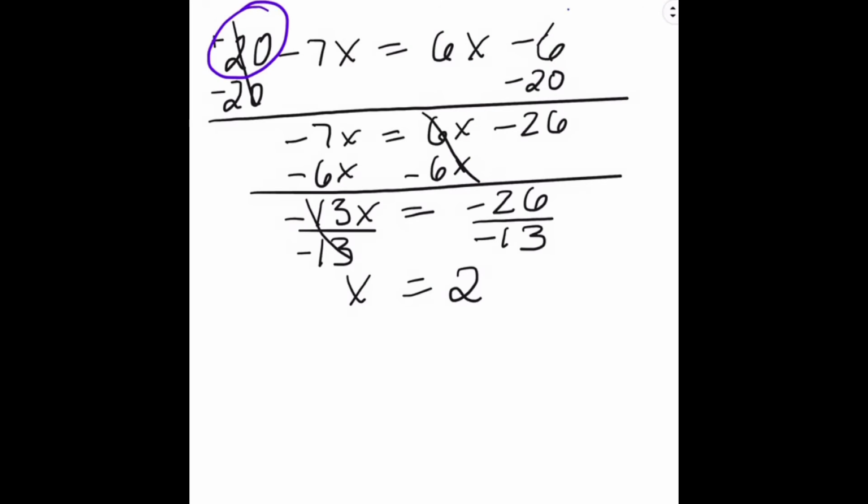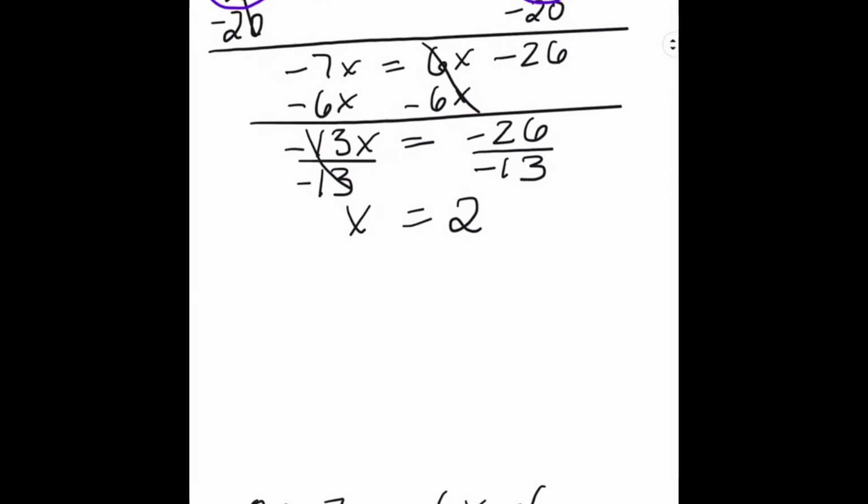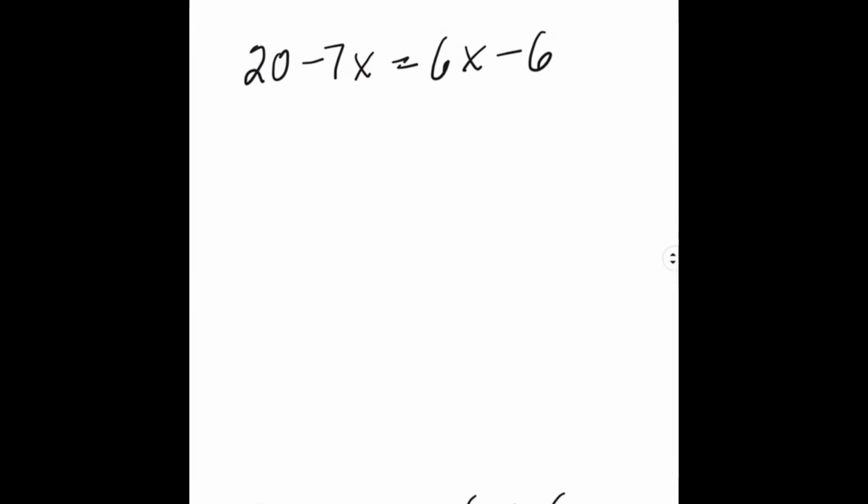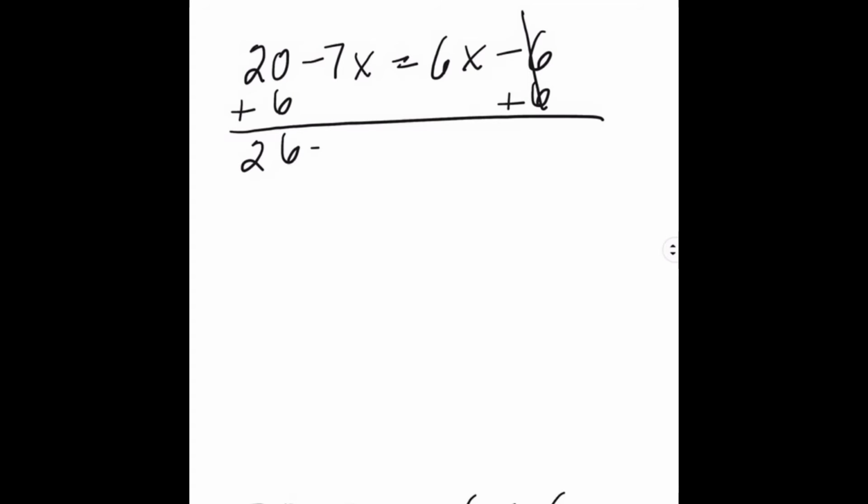Now let's go back in time, and instead of starting with the 20 over here, let's start with this negative 6 this time. Let's see if we get the same answer. So what is the opposite or inverse operation of negative 6? Well, it's a positive 6. So we do that to the other side. Cancels to 0. And then we have a 26. We didn't do anything with negative 7x, so we bring it right down. Nor did we do anything with 6x, so we bring it right down.